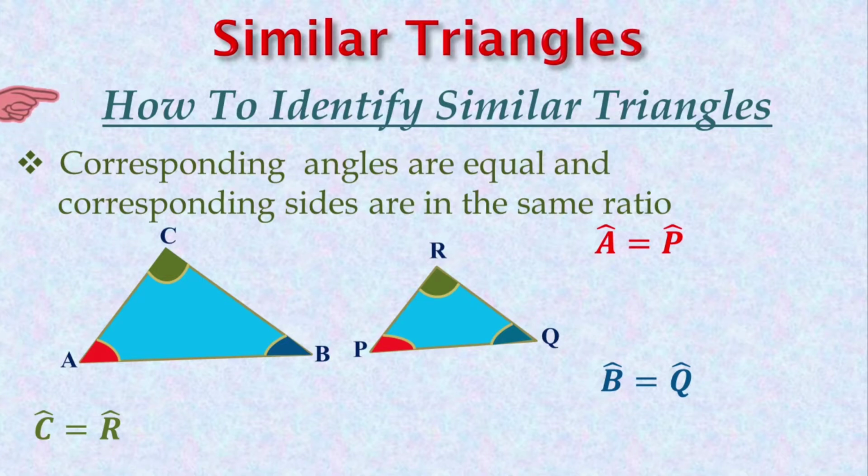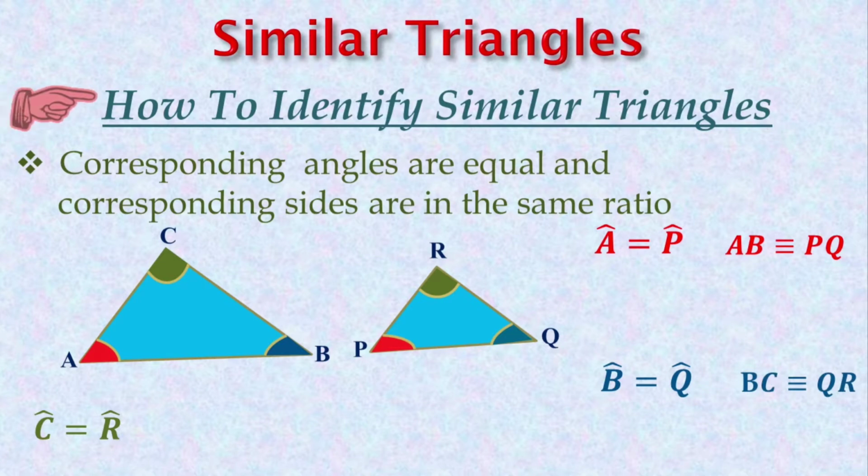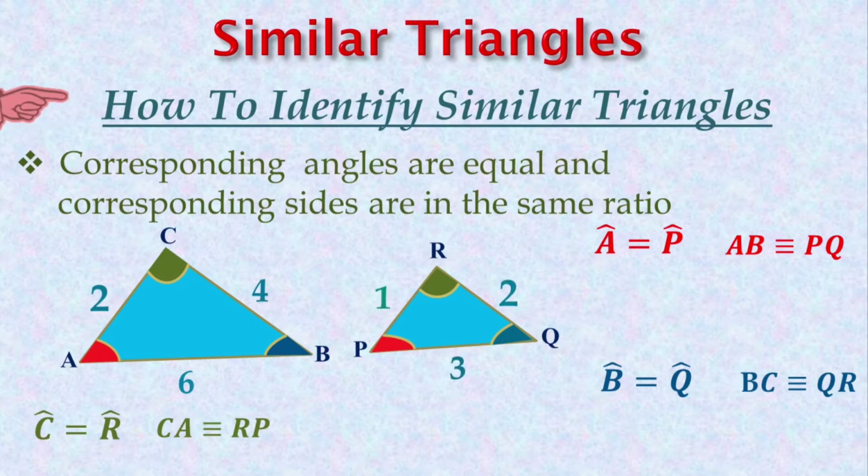Also notice that side AB in triangle ABC is corresponding to PQ in triangle PQR. Also, BC is corresponding to QR and CA is corresponding to RP. If the length of their sides are as follows, then AB all over PQ will be equal to 6 all over 3, which is equal to 2.